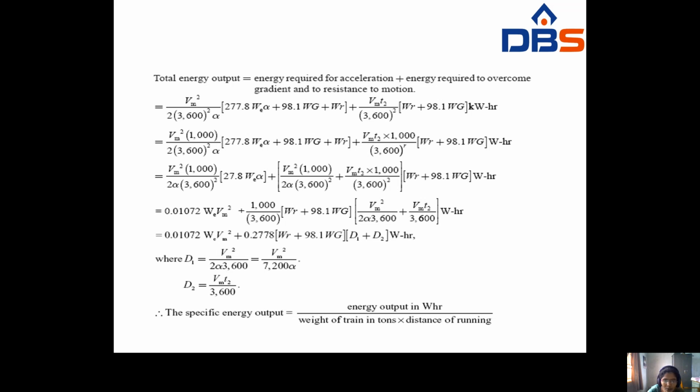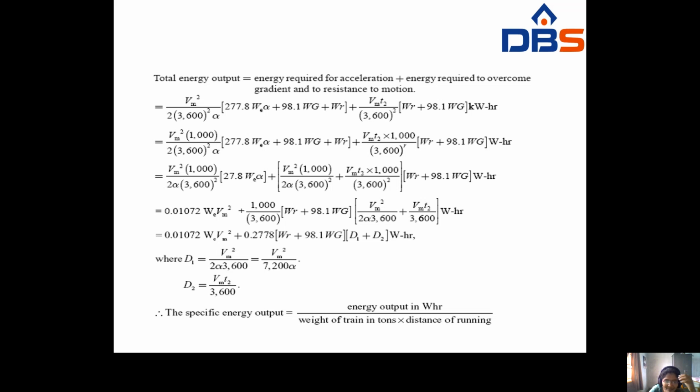Similarly, in these two terms, you have 1000 by 3600, and we take this term common. So Vm by 2 alpha 3600 plus Vm by T2 3600. Here this is D1 and this is D2. From the simplified speed-time curves, this becomes D1 and this becomes D2. Here you have to assume.